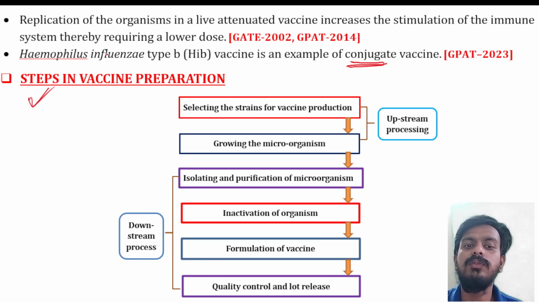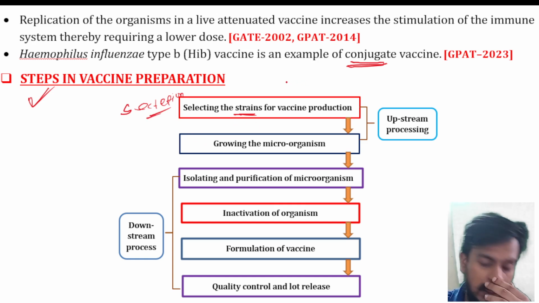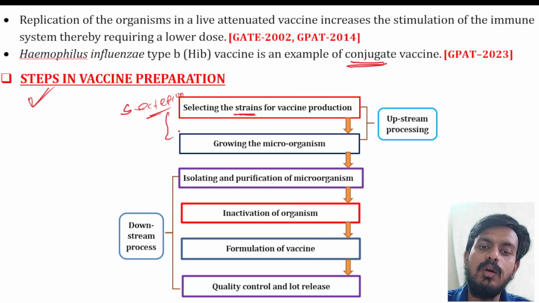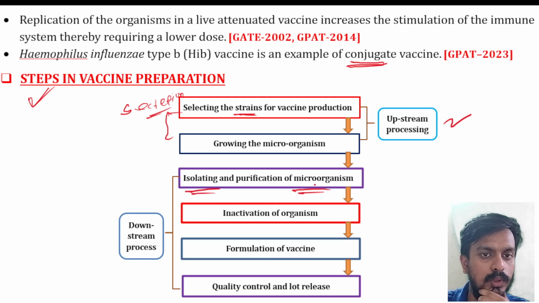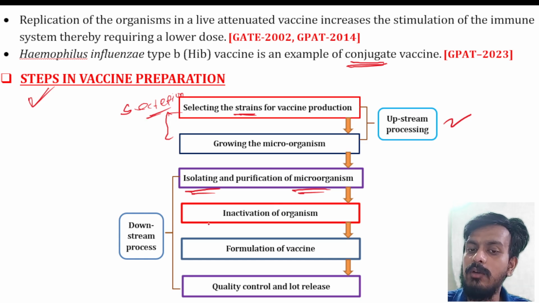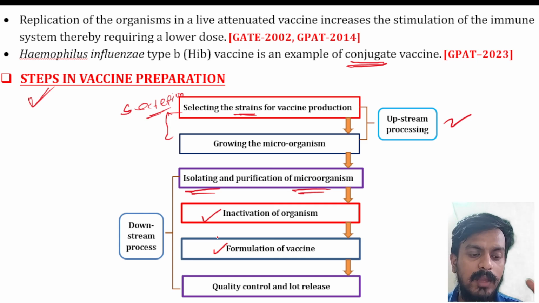Okay, steps involved in vaccine preparation. First step is selection. You have to select a particular strain for vaccine production. Now the selected strain has to be grown in a particular media. These two processes are called the upstream process. After growing, you have to isolate and purify the microorganism. This is the downstream process. Now inactivation of the microorganism, formulation of vaccine, quality control and lot release. This is basically the process by which vaccine production is carried out.